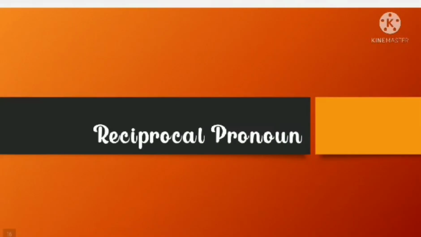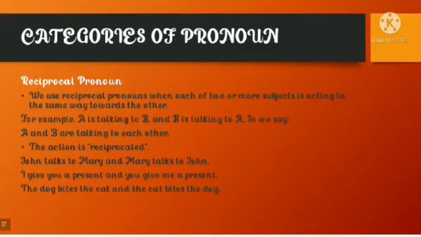Next of the categories of pronoun is reciprocal pronoun. So what is a reciprocal pronoun? From the word itself, reciprocal, it is used when two or more subjects are acting in the same way towards each other. For example, A is talking to B and B is talking to A. We say A and B are talking to each other. So the action is reciprocated.